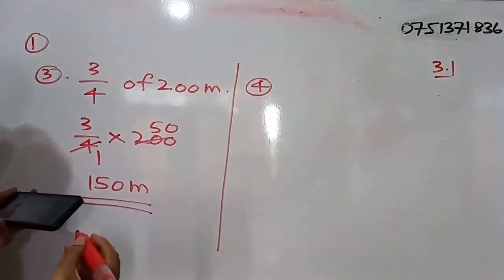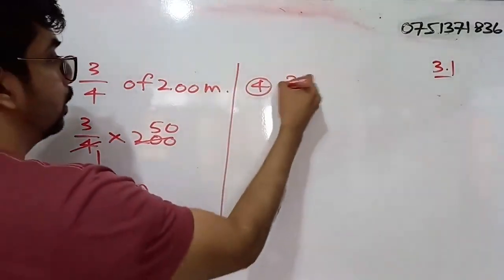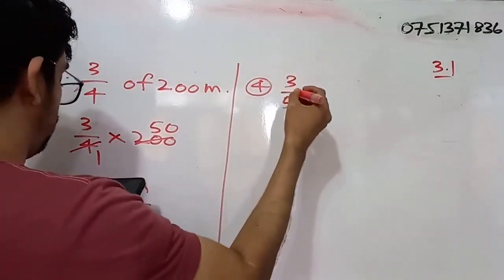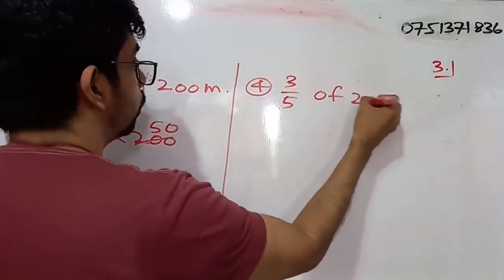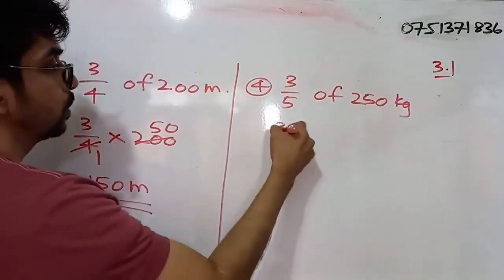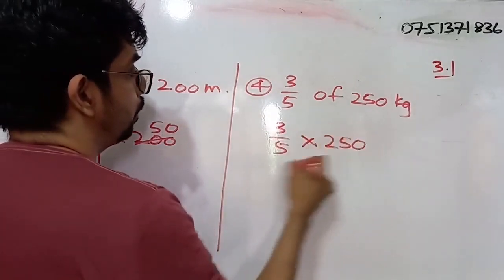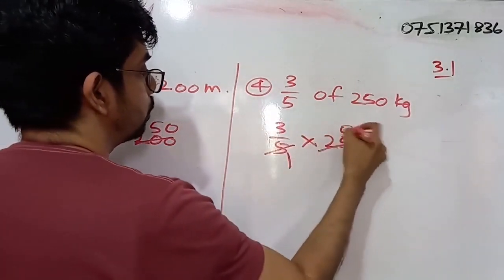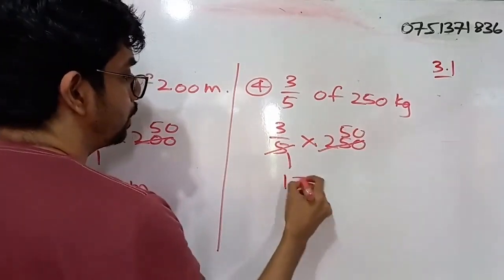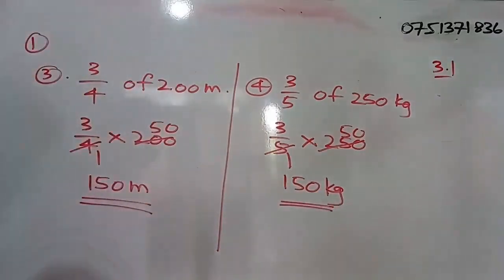Part 4, what do we have? 3/5 of 250 kilograms. So 3/5, we have to multiply that by 250. 5 times 1, 5 times 50. 3 into 50, what is that? 150 kilograms. That is the answer.